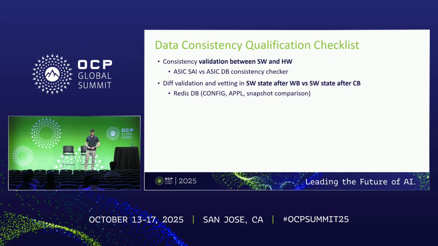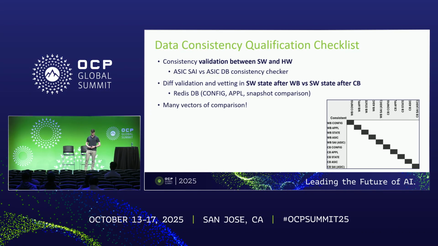I've grouped these into two categories. We've got checks between the software and hardware, as well as checks between software from a warm booted state and software from a cold booted state. And you can visualize all these checks in a matrix like this. At the moment though, we've only got a partial implementation of these four here.